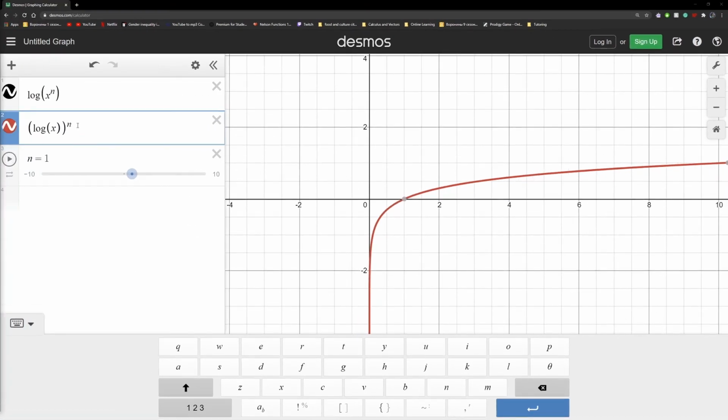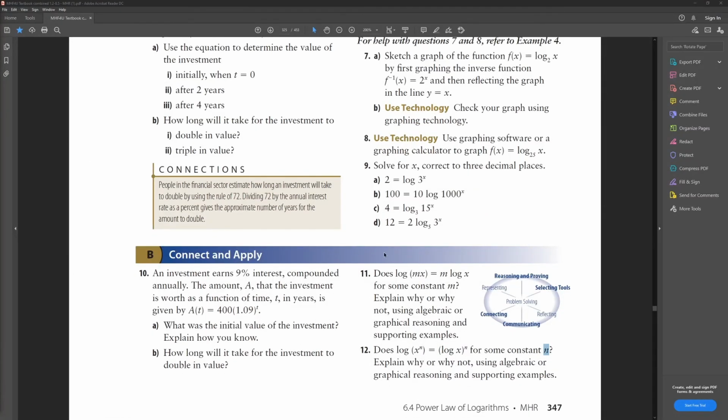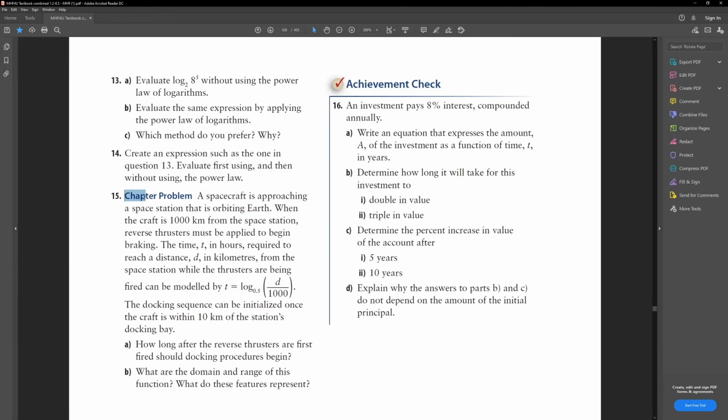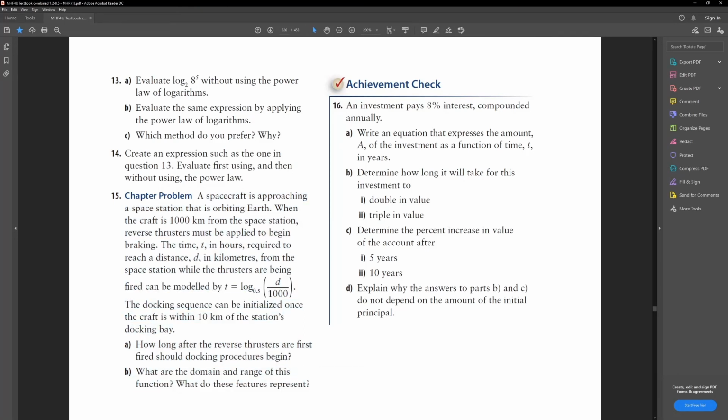Lastly, let's talk about question 15, which is the last question for today. Question 15 is talking about a spacecraft and it has two different parts to it. When the spacecraft is 1,000 kilometers from the space station, reverse thrusters must be applied to begin braking. The time t in hours required to reach a distance of d in kilometers from the space station while the thrusters are being fired can be modeled by the following function.